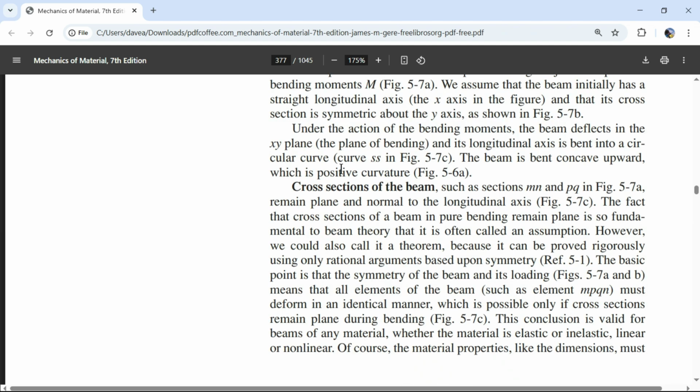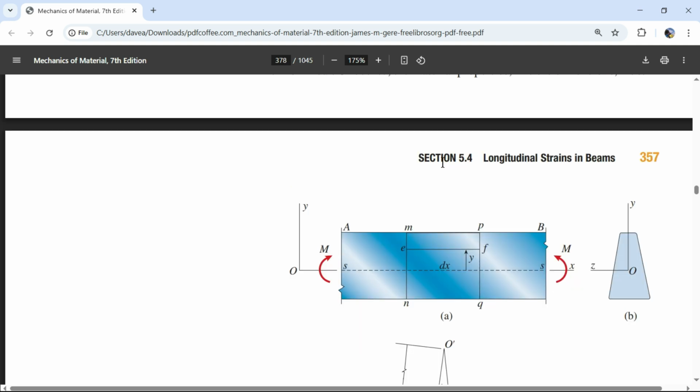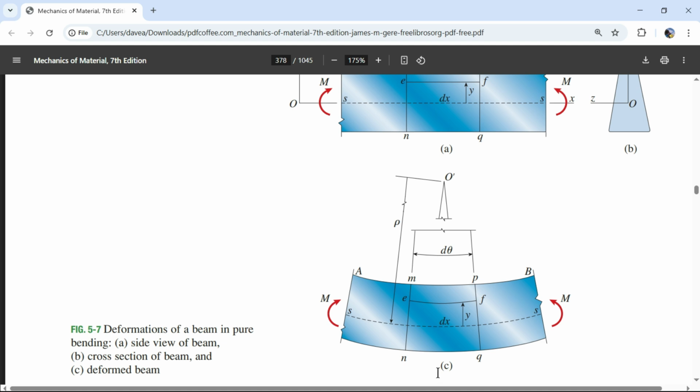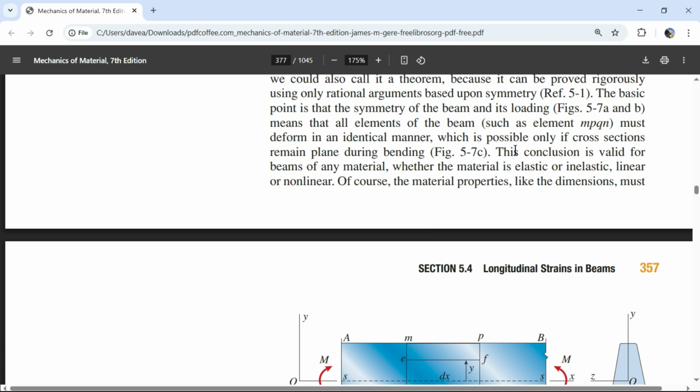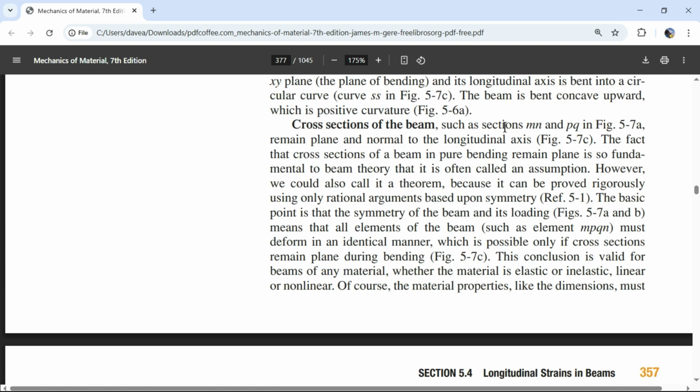Let's read on. Things deflect in the XY plane, the plane of bending, and its longitudinal axis is bent into a circular curve SS, figure 5.7c. Anytime you have a textbook, it's good to actually look at this and almost memorize this figure, 5.7c, so the next time I read it, I have an association with this picture. And we have a section of beam from section S to S, and we're going to be talking about this subsection in a moment.